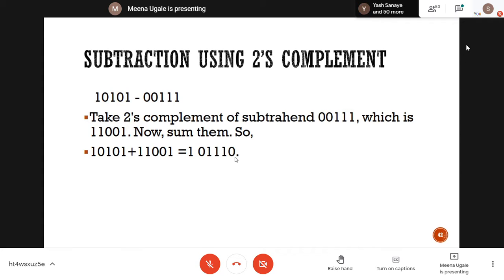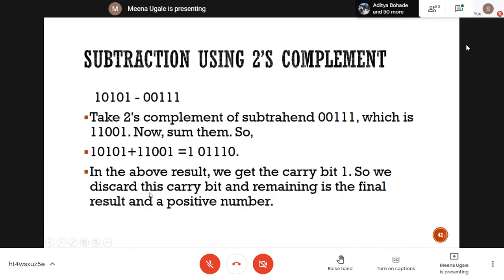Now in this addition, one carry is generated. This is the extra bit generated because we are trying this on 5 bits. So after 5 bits, one more bit is generated here. This carry bit we are going to discard here. And the remaining bits will be the final result of your subtraction, which is a positive number. This one carry generated I am going to discard here. So my final answer of subtraction will be 01110, which is a positive number.